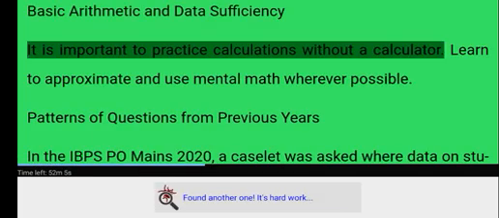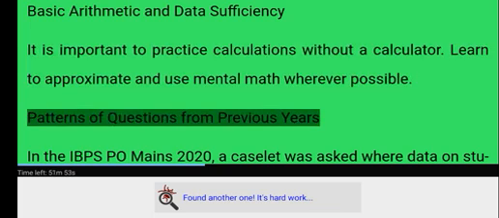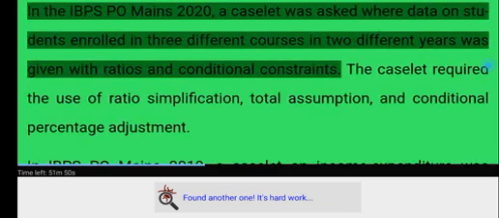It is important to practice calculations without a calculator. Learn to approximate and use mental math wherever possible. Patterns of questions from previous years.